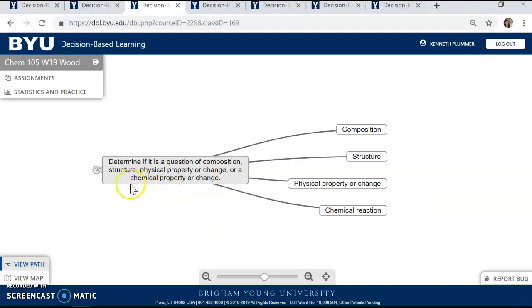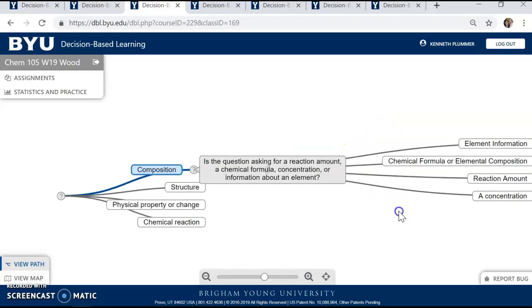But as you can imagine, the student would look at any given chemistry problem, and the first decision is to determine if it is a question of composition, structure, physical property or change, or chemical property or change. And so they look at the problem, they'll click on the just enough, just in time instruction that'll be there, and they learn the difference between composition, structure, physical property or change, or chemical reaction. And so they can determine which it is.